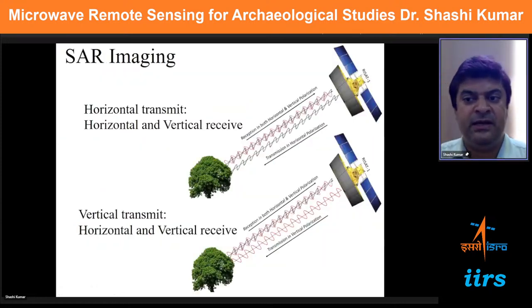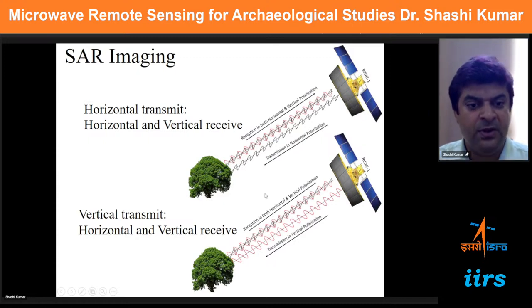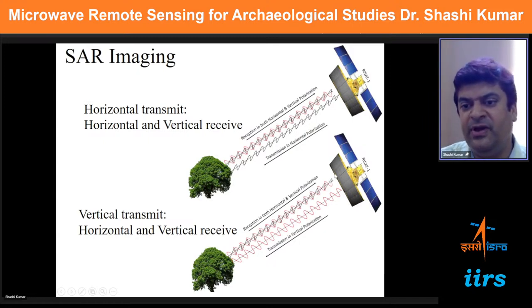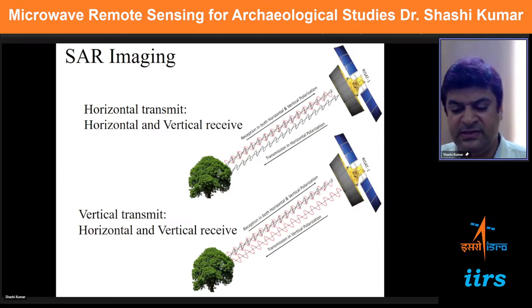Now, SAR imaging is shown through this representation. SAR sensors transmit polarized electromagnetic waves. Here, a horizontally polarized wave is transmitted, and horizontally and vertically polarized waves are received, so the combinations become HH and HV. In the case of vertical polarization, when vertical polarization is transmitted, at the time of receiving, vertical and horizontal are both received, so the combinations VV and VH are received. So the SAR sensor can provide the data set in four polarimetric channels: HH, HV, VH, and VV.